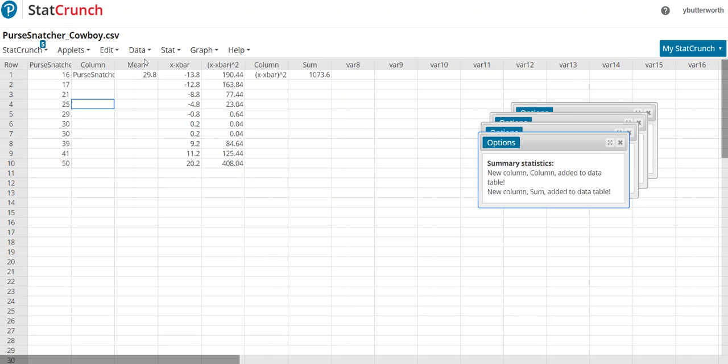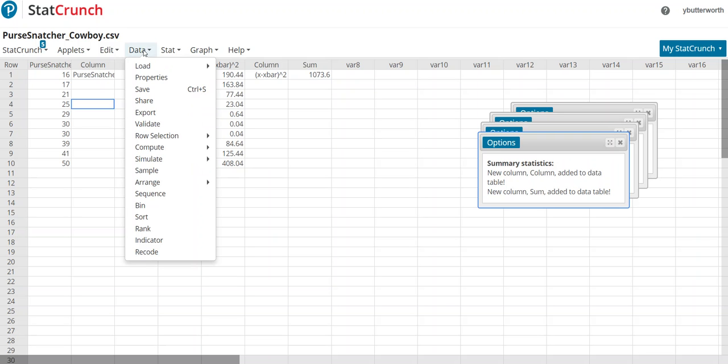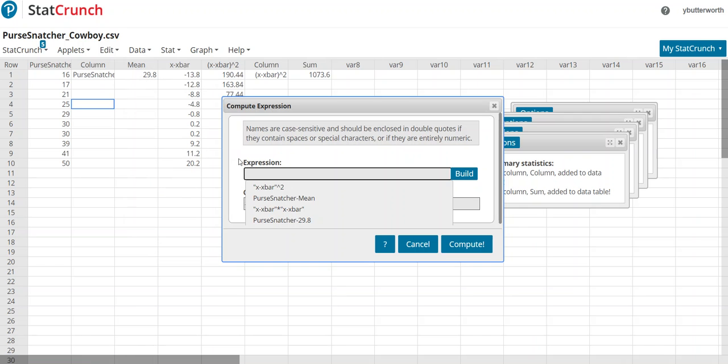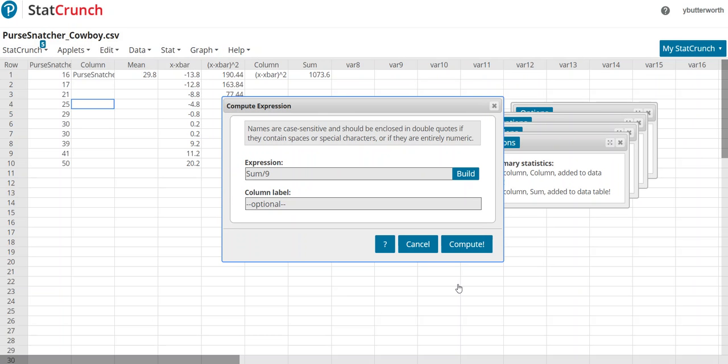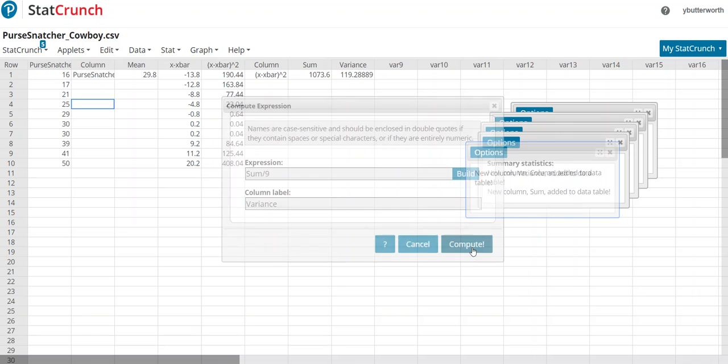So again, I'm going to go to my data, and I'm going to do a computation. I'm going to do an expression. I'm going to build that expression. I'm going to take the sum, add that column, and divide it by 9. And I'm going to say OK, and I'm going to label that as the variance. And then I'm going to compute it.